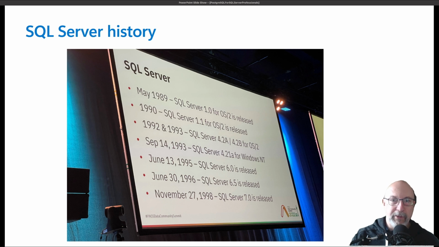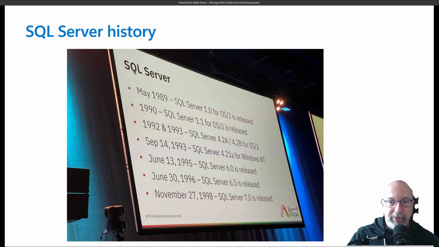And this first bit basically came out of the agreement that Microsoft had with Sybase, for branding and reselling SQL Server bits, followed by a new release in 1990, and SQL Server 4.2 version A and version B, still for OS/2, in 1992 and 93. September 1993 actually was the release of SQL Server 4.21 for Windows NT.